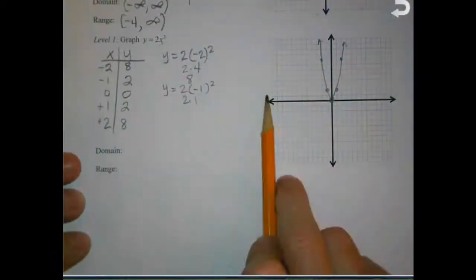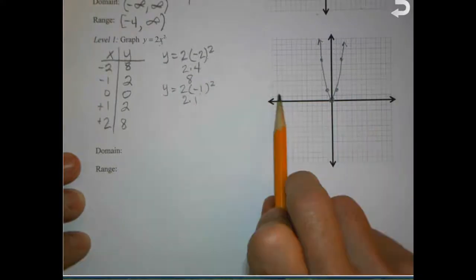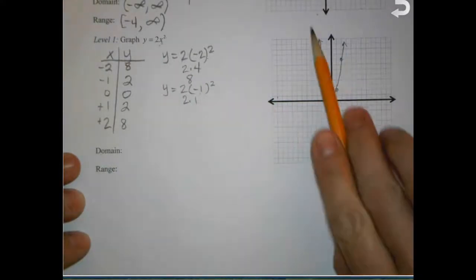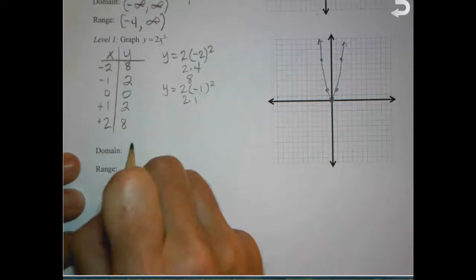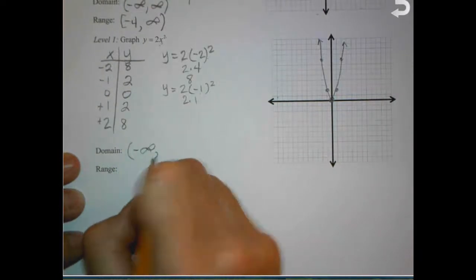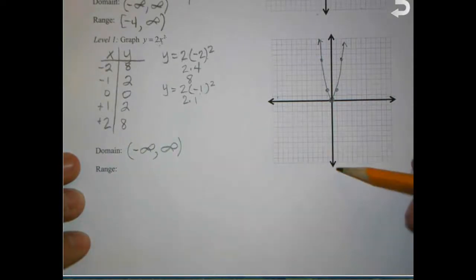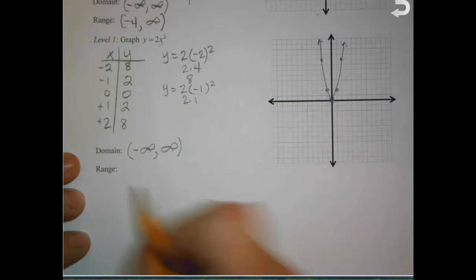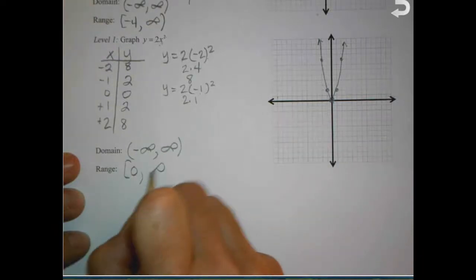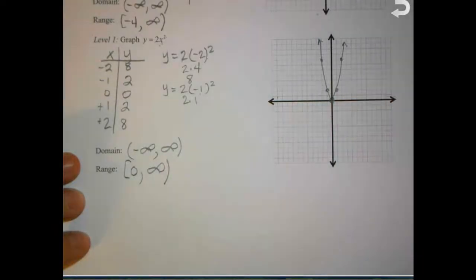And my domain, anywhere I go on the x-axis, even though it doesn't look like it, it is going out just very slightly, and it'll eventually have a point for any point I choose. The range, however, when I come down here, negative infinity, nothing until I get to 0, up to positive infinity, because it is going on and on.